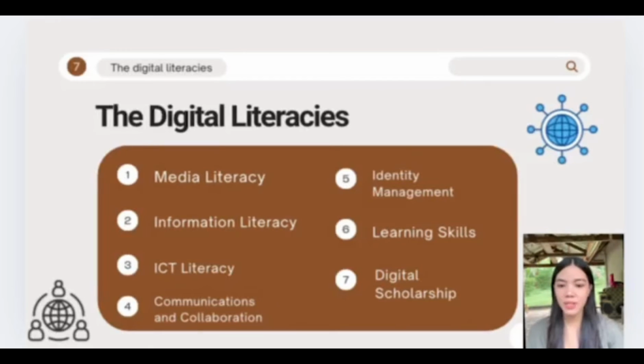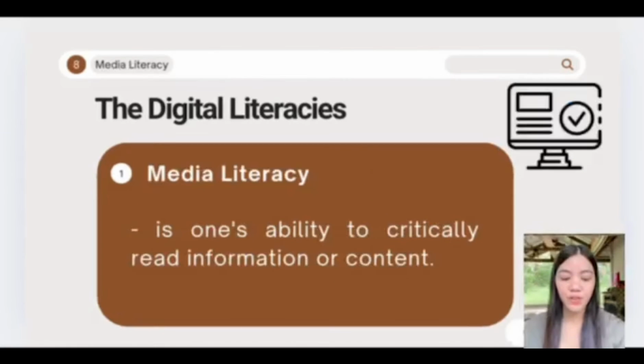These are the 7 digital literacies. These literacies are essential for navigating the complex and ever-evolving digital world, empowering individuals to become informed, engaged, and responsible digital citizens. So the first literacy is media literacy. It refers to one's ability to critically read information or content. Media literacy equips individuals with the skills to critically analyze, evaluate, and create media content in various forms, including television, radio, print, and the internet.